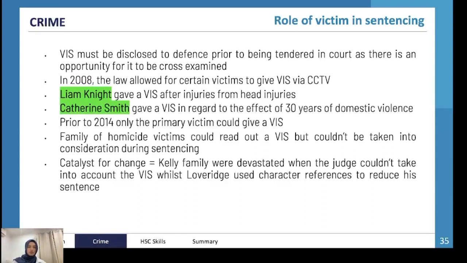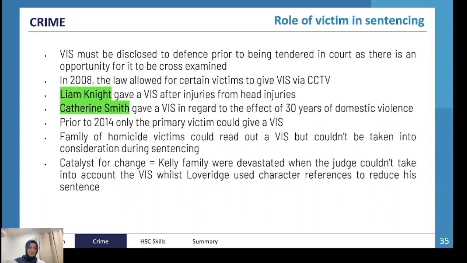So that can be anything like how it will impact employment. For example, having a head injury may impact his ability to be employed, may impact his ability to then, following that, earn money to sustain a living. So all of those things can be talked about in the victim impact statement. So Catherine Smith also gave a victim impact statement in regards to the effect of 30 years of DV.